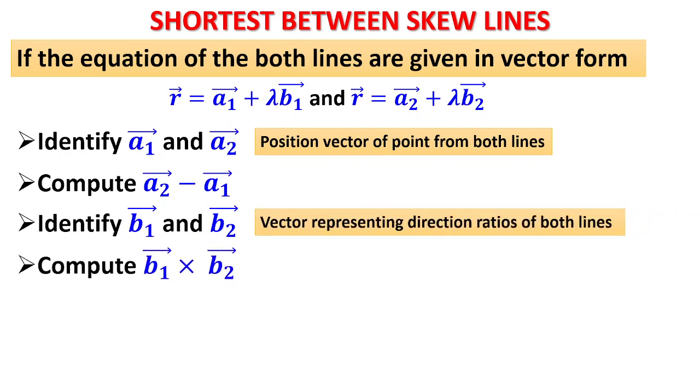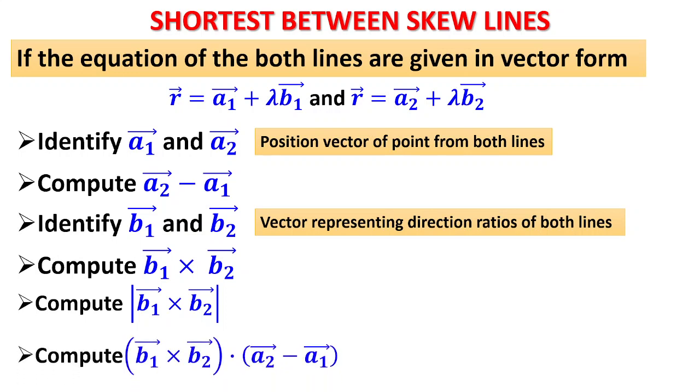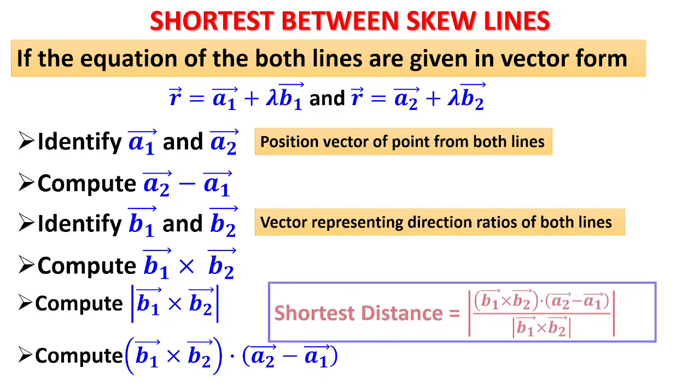Now compute B1 cross B2. Then compute the magnitude of B1 cross B2. You know what the magnitude of a vector is? Square root of i component square plus j component square plus k component square. Then compute the dot product. The dot product you also know: A1 A2 plus B1 B2 plus C1 C2. Then put it in the formula.